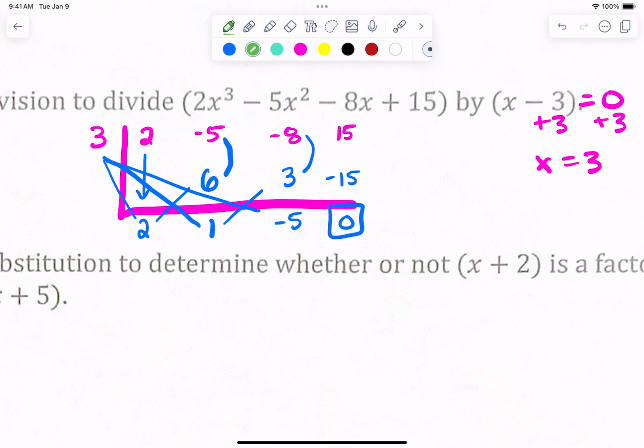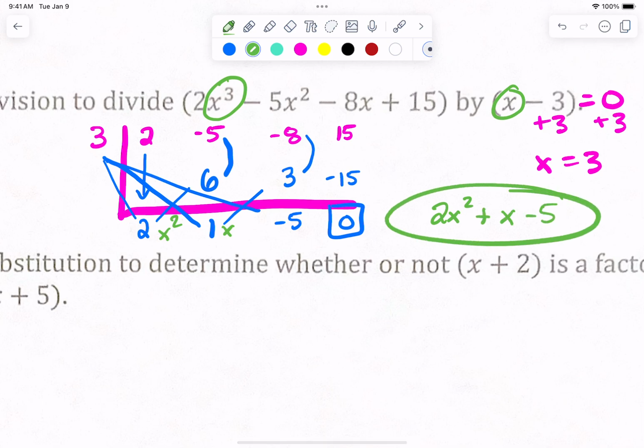Now I was taking x to the third and dividing by x. So this guy is an x squared, and this is an x, and that's just a number. So let's write them out. 2x squared, then what? Plus x, minus 5. Yep, and that's it. Because I don't need to write the remainder if the remainder is 0.